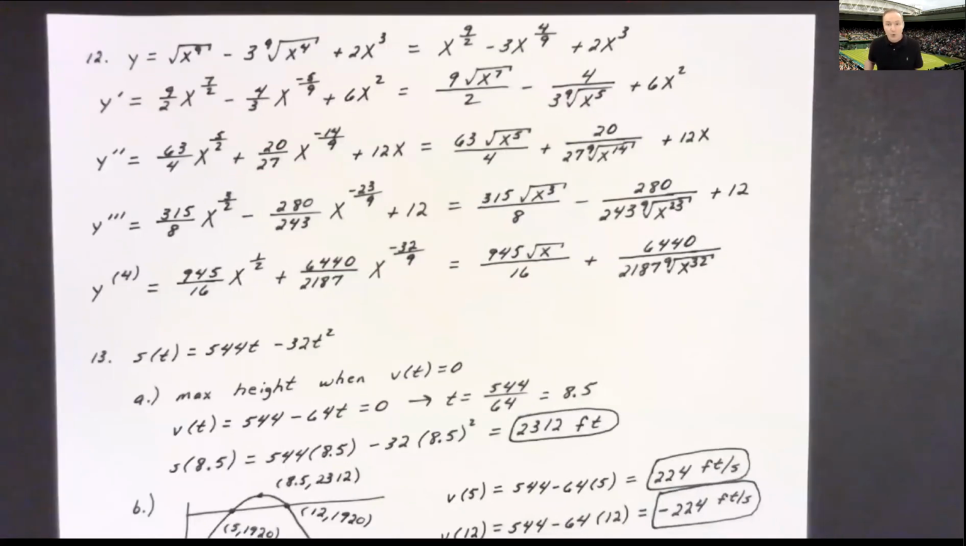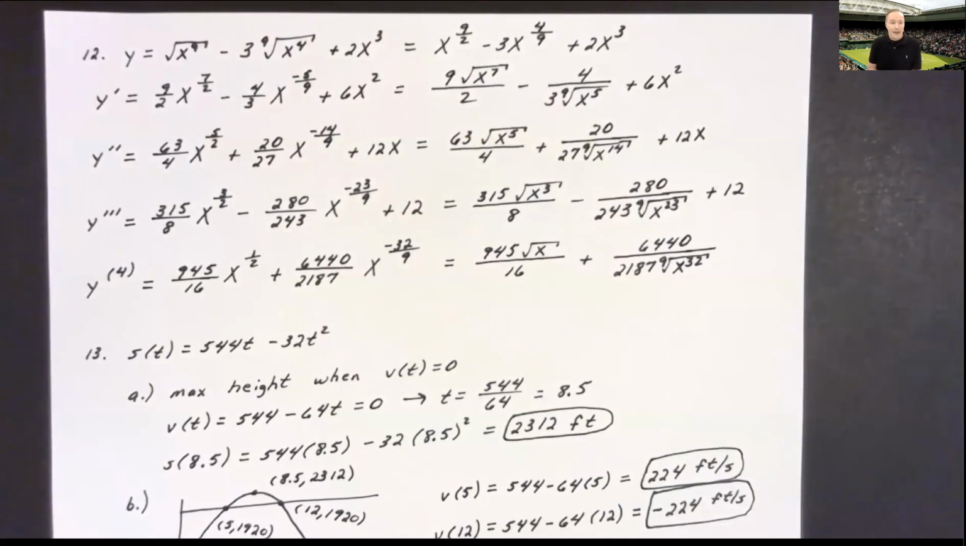Next page here. For number 12, I'm looking at the higher derivatives, and I chose a fun problem here. I have the square root of x to the 9th minus 3 on the 9th root of x to the 4th plus 2x cubed. So I'm supposed to be able to take the derivative 4 times of that expression.